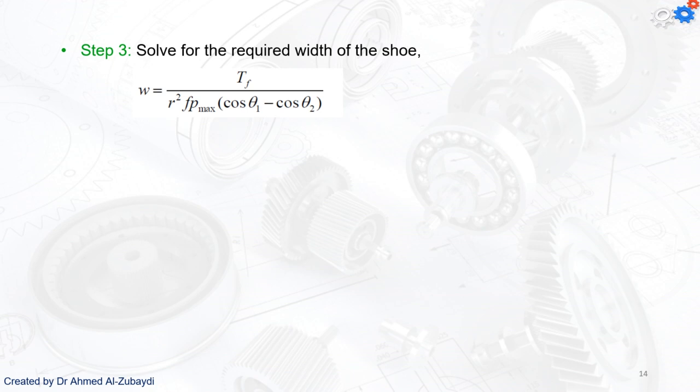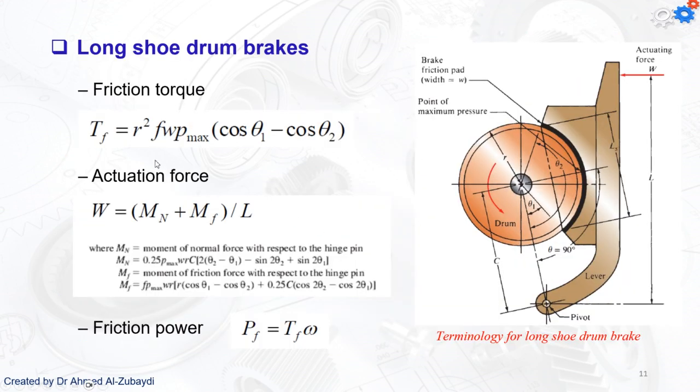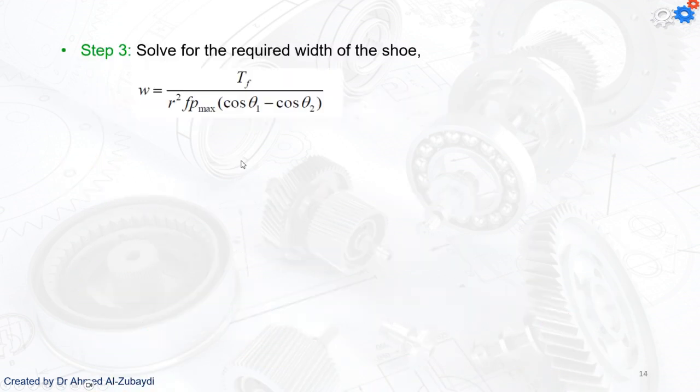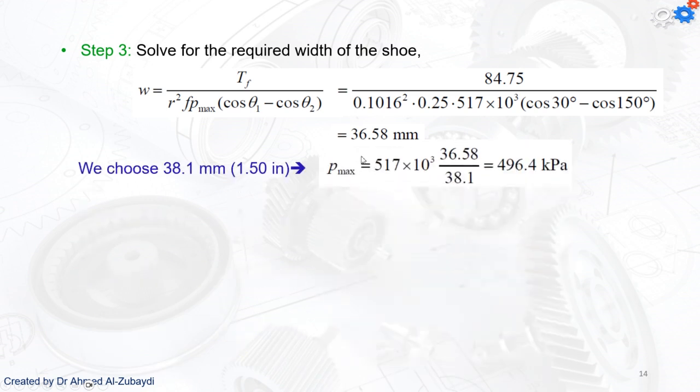How did we get this equation? It's very easy. If we go back, you will find that the torque equation has been rearranged to find the value for the W. Okay, now putting the parameters in, I get that the width is going to be 36.58 millimeters. Now we're going to round this value up to 1.5 inches, or 38.1 millimeters.